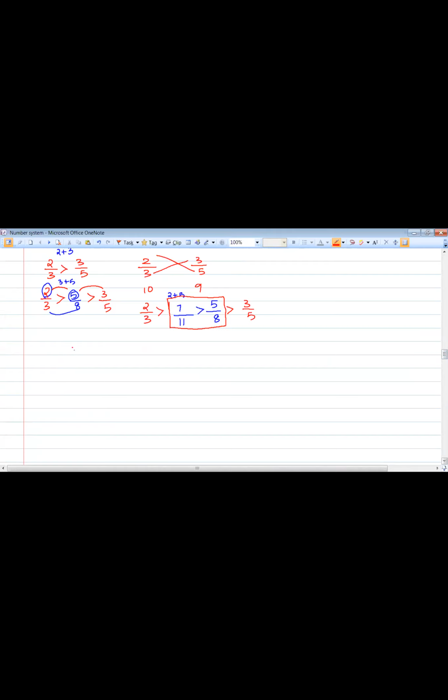Suppose you have 3 by 4 and 7 by 9. Okay. So first tell me which fraction is the greatest one. Grace, you are asking a question, sir, why we are adding two fractions in the in between fractions. So that is the rule.